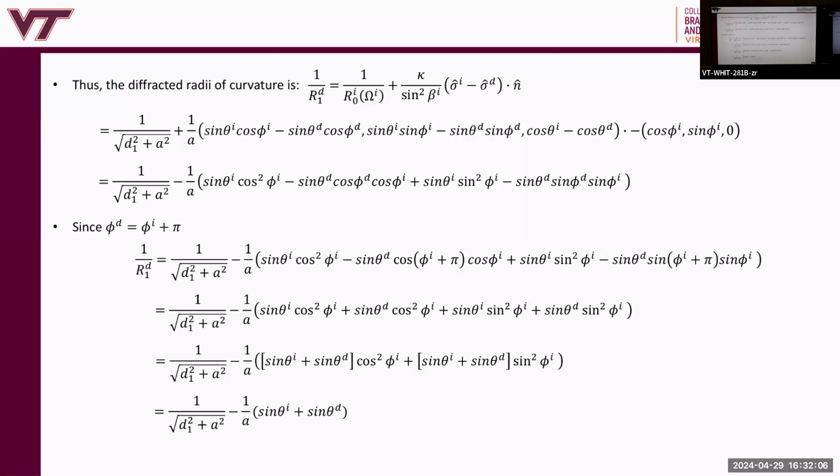Okay. All right, so if you do that, then do the dot product here. This minus sign comes out. We do the dot product, we get cosine squared here. Cosine diffracted times cosine phi incident. Sine squared of phi incident, and sine of phi diffracted, sine of phi incident. As we said, phi diffracted is phi incident plus pi. So each of these you can change to phi incident plus pi, the phi diffracted. And if you do that, then you can square this and this. And you can start to factor things out and you get this expression at the end. All right.